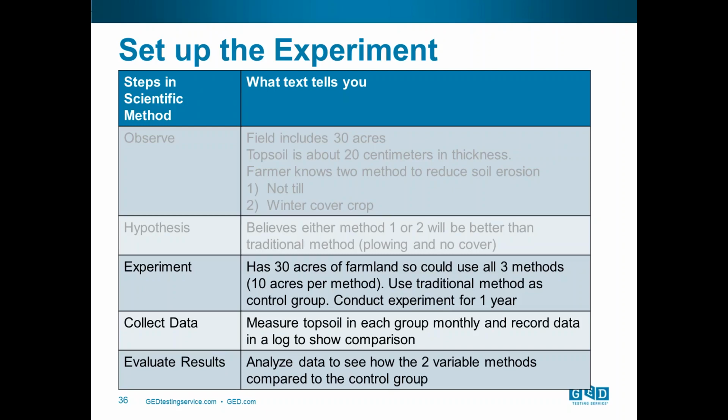So with the experiment, the farmer has 30 acres of farmland, so he could use all 3 methods. Each 10 acres would have a method. He'd use the traditional method as a control group, and he'd conduct the experiment for 1 year.